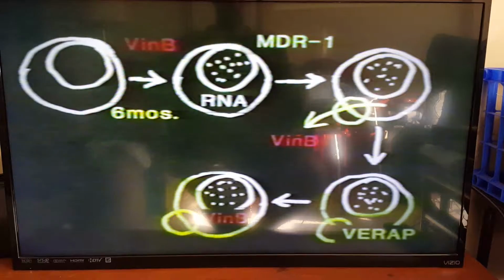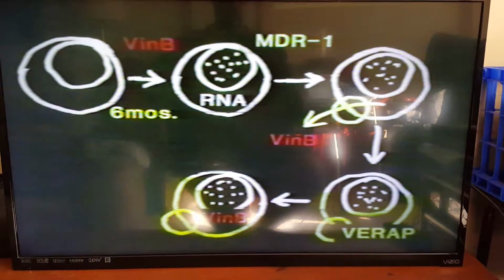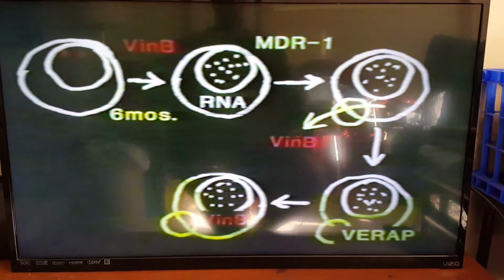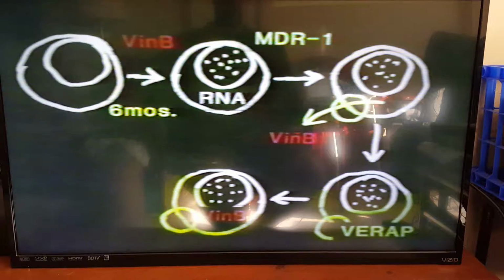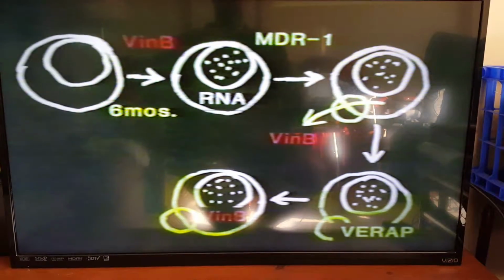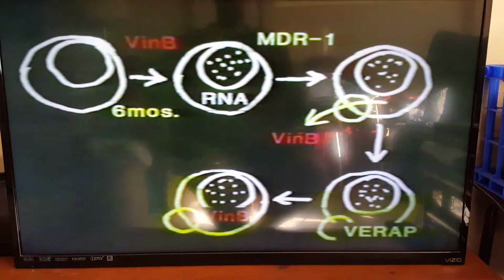This cell will now be resistant to a wide variety of chemotherapy drugs because the pump has a broad specificity, and it's capable of getting the internal concentration in the cell down so low that the vinblastine is no longer toxic to the cell.